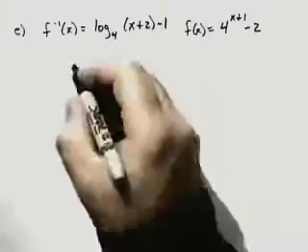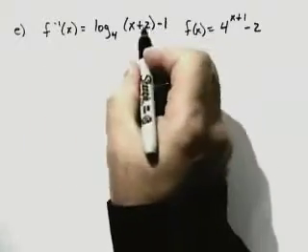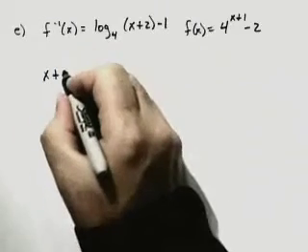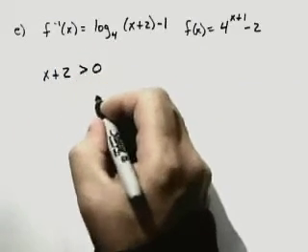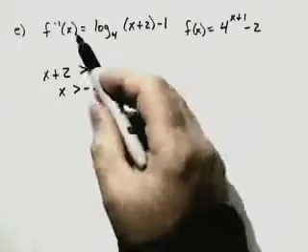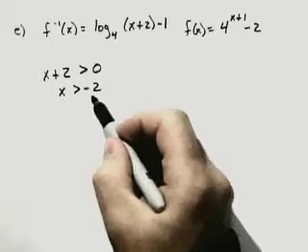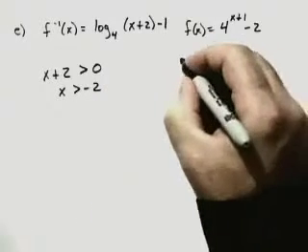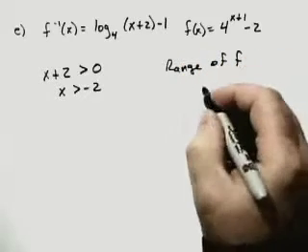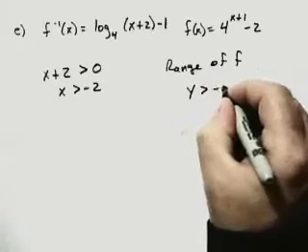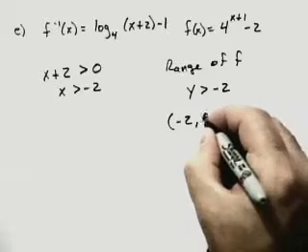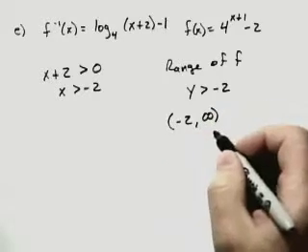So if we can find the domain of our inverse function, that will allow us to determine the range of our original function. Looking at this logarithmic expression, we see that the domain is a set of values such that x plus 2 is greater than 0, or x is greater than negative 2. So the domain of the inverse function is a set of values that are greater than negative 2. Therefore, we can say the range of f will be the set of values for y that are greater than negative 2. In interval notation, we'd say the range is from negative 2 to infinity in parentheses.